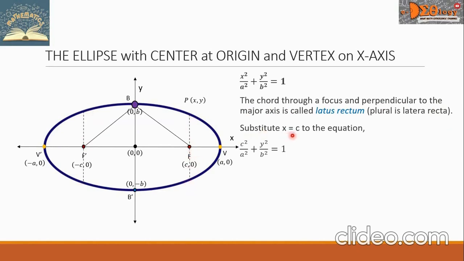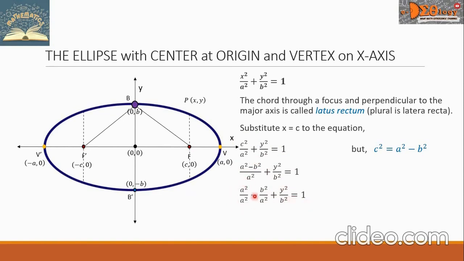Let us substitute x equals C to the equation. So we have now C square over A square plus Y square over B square equals 1. By the Pythagorean theorem a while ago, we can deduce that C square equals A square minus B square. So this C square here, we will replace by A square minus B square. So here we go. From here, let us distribute the denominator to each term of the numerator. So we have A square over A square minus B square over A square plus this fraction we will copy here, and this is equal to 1.